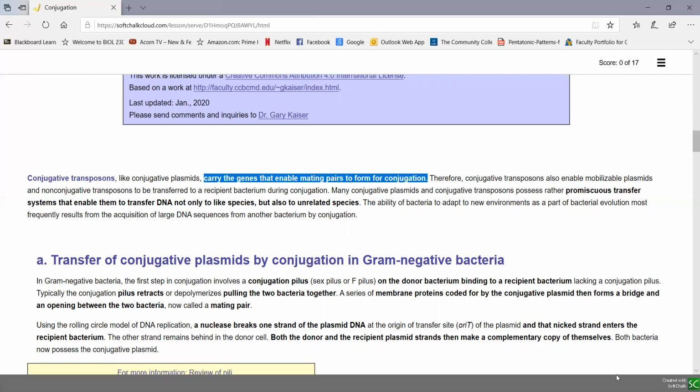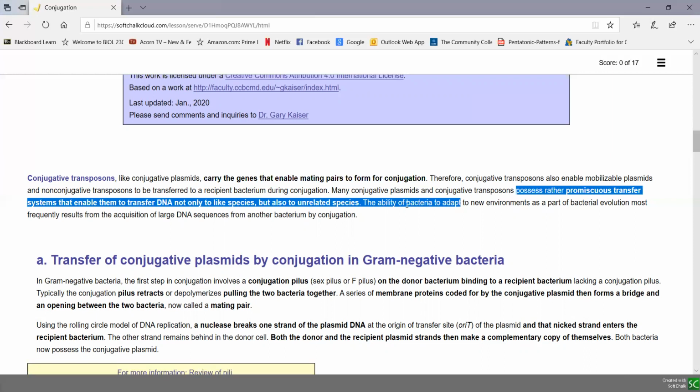But the key about conjugation that we want to keep stressing is that they possess a rather promiscuous transfer system that allows DNA to be transferred not only to like species, but to unrelated species or entirely different genera or families or orders of bacteria.